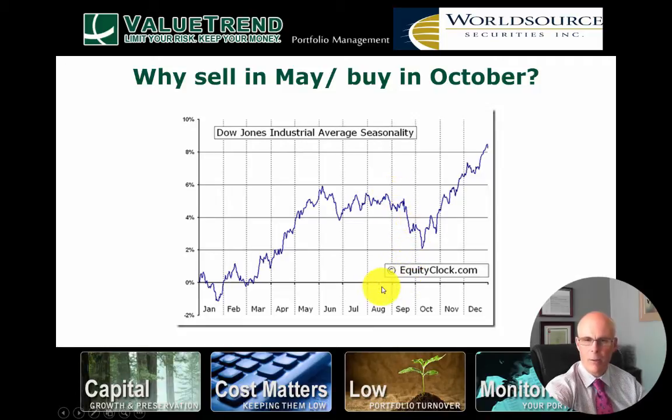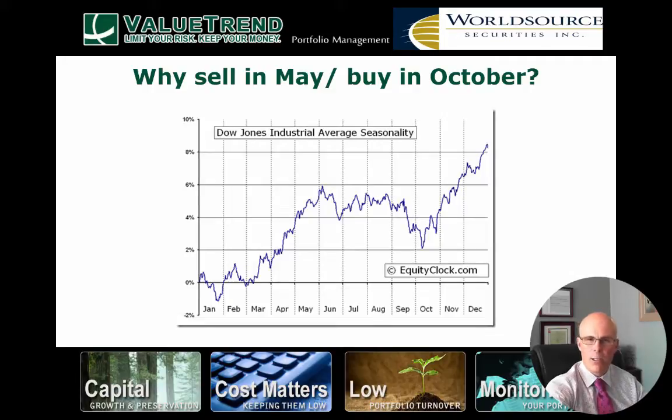He owns a website called Equity Clock, and John has done a lot of charting of individual stocks as well as markets. But you can see that over the past 50 or 60 years, John's data shows us that the markets do tend to trade more or less sideways with a slight downward tilt for most of the summer, and then when markets tend to fall, as we know, is September, October tend to be the worst months.